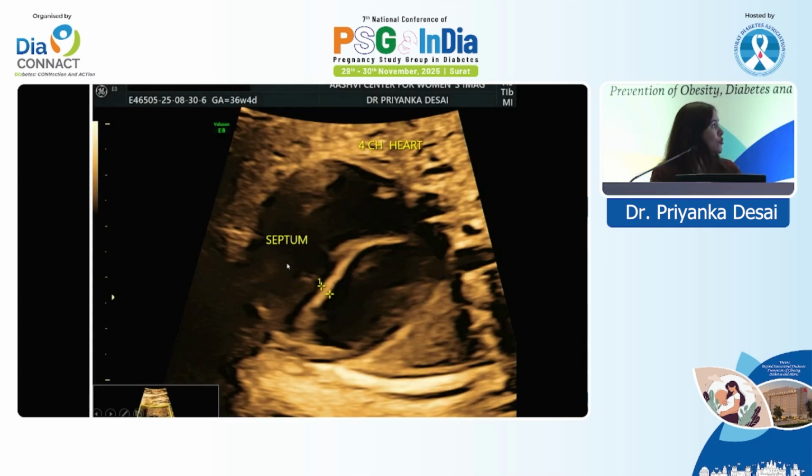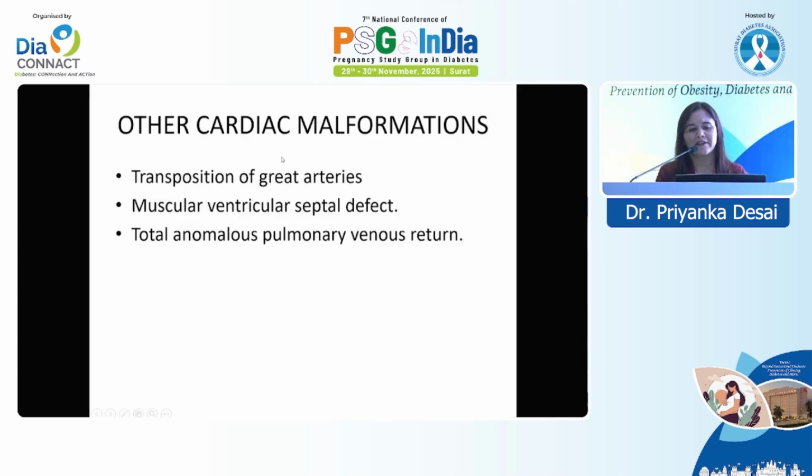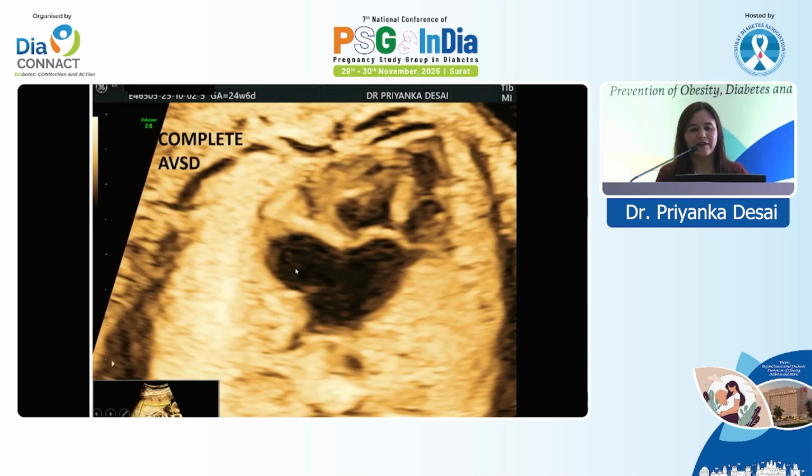So I'll just show you the ultrasound image. So this is a 4-chamber view. It's a 36-weeker, and this is how we measure the interventricular septum. So what are the other cardiac malformations? So transposition, muscular VSDs and TAPVC. So I'll show you a few cases that I have come across.